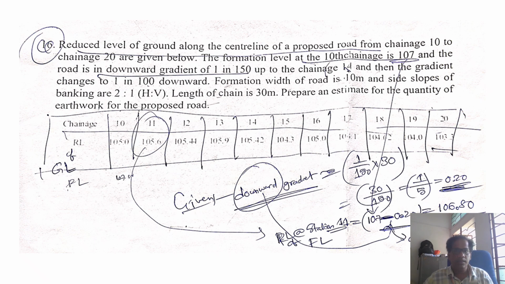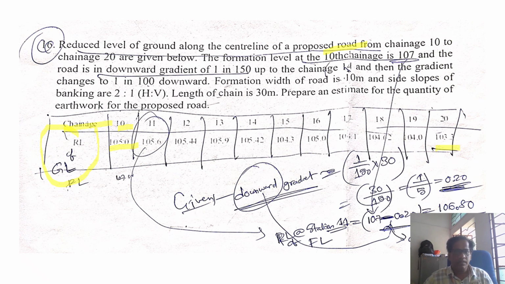Good day all. In this short lecture, we are going to have a discussion about computation of quantity of earthwork for a road. In fact, here the chainages and their respective reduced levels of ground are given. At chainage 10, the RL of ground is given as 105. Similarly, the table is given up to chainage 20, right from 10 to 20, the respective ground levels are given.